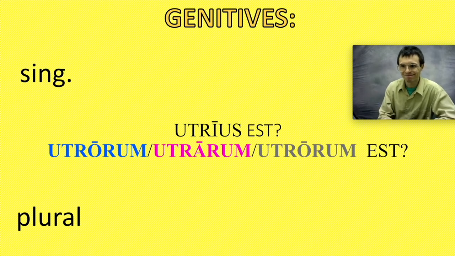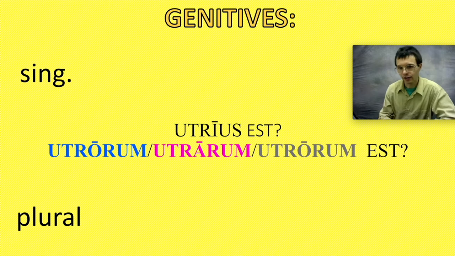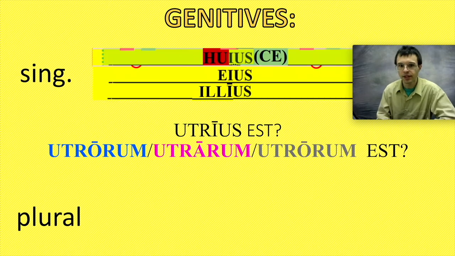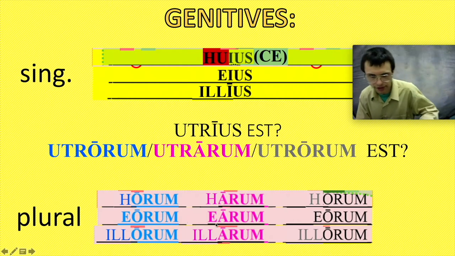How'd you do? All right, if that was hard, the next two, genitive and dative, will be easier. All right, so if I ask "Utrius est?" Of which one is it? Doesn't matter what gender it is. You can say huius or huiusque if you want to be cool, eius or illius. Of course, down in the plurals, gender does matter, but it's really easy, as you can see. It follows all the rules. All righty.